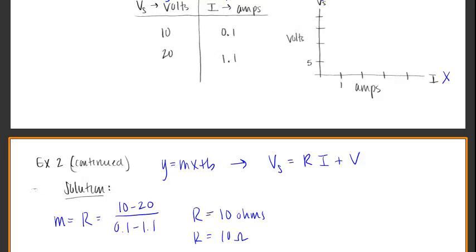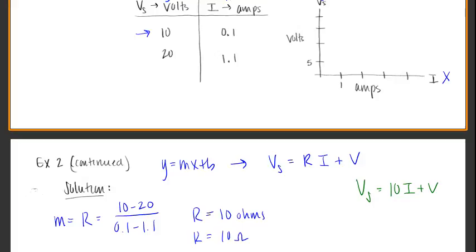Let me come over here and start building our equation. Right now we have our equation as Vs is equal to R, so 10 times I, plus V. All we have left to do is find our initial voltage, and then we'll have a full equation. So let's keep working just like we did before. All I have to do is pick one of my 2 points. Let me pick that 10 at the 0.1.